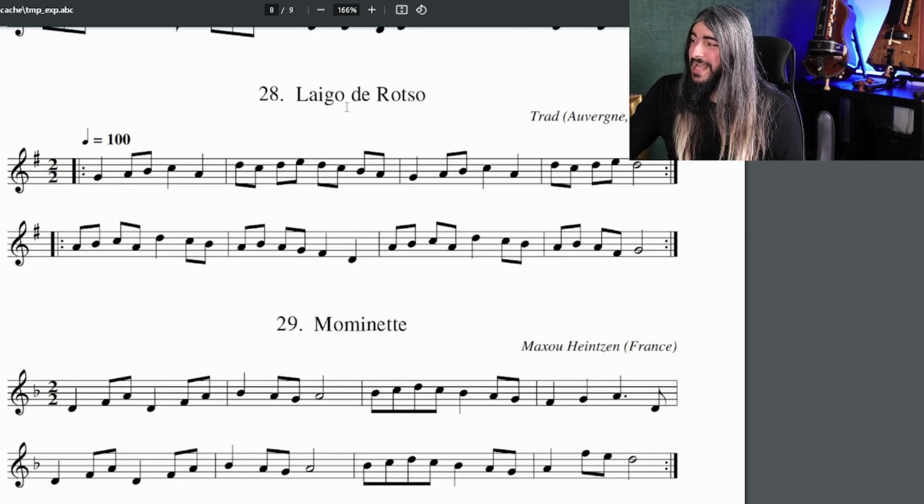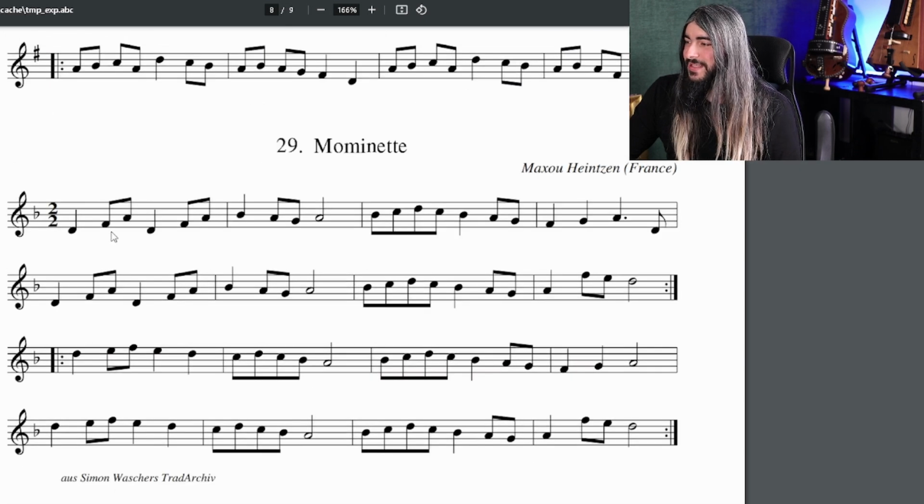This one, Laigo de Rozzo. From France, traditional from France, from the region of Auvergne. It's all cake and apple. La Mominette, a very, very famous piece. Everybody knows it, by Maxune Heinzen. Well, it's all again, cake and apple.